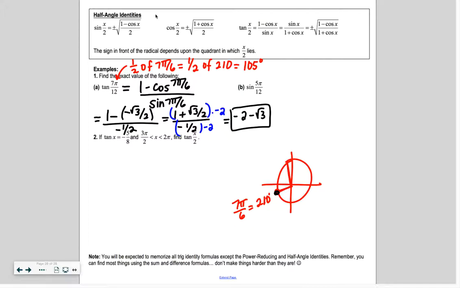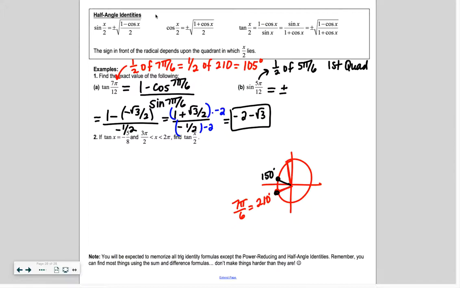Okay, how about this one? 5 pi over 12. Half of what? Half of that, 5 pi over 6. Where's 5 pi over 6? Right here, right? So if that's at 150 degrees, what is 5 pi over 12 then? It would be 75. Am I in the first quadrant, second quadrant? First quadrant, right? So will sine be positive or negative? It's going to be positive.